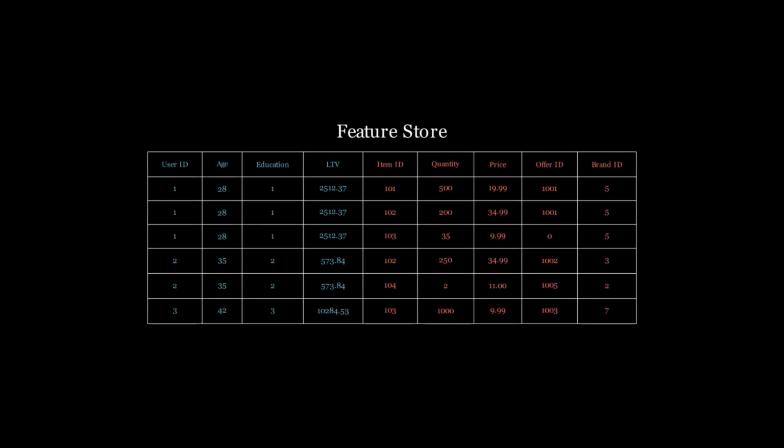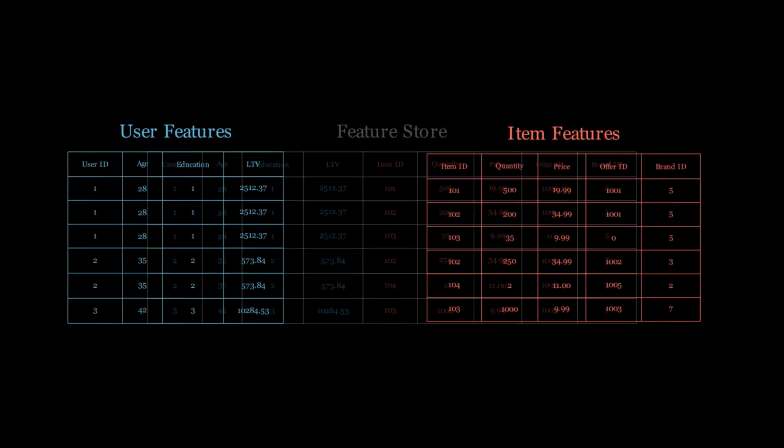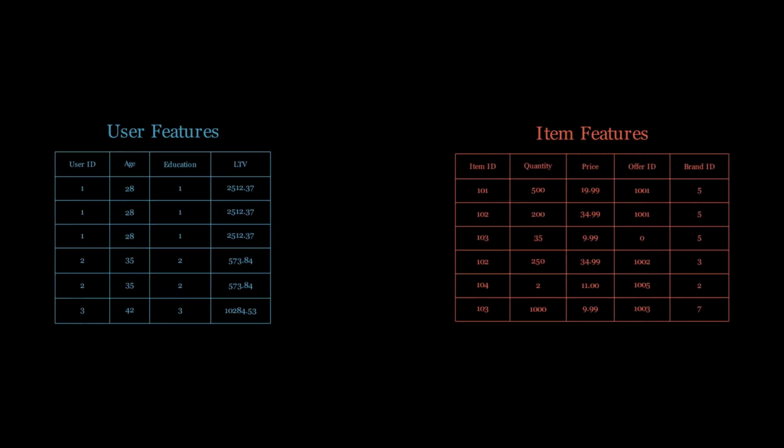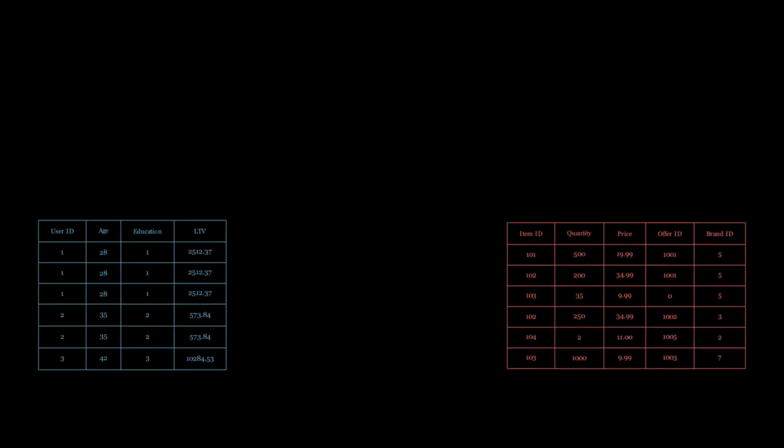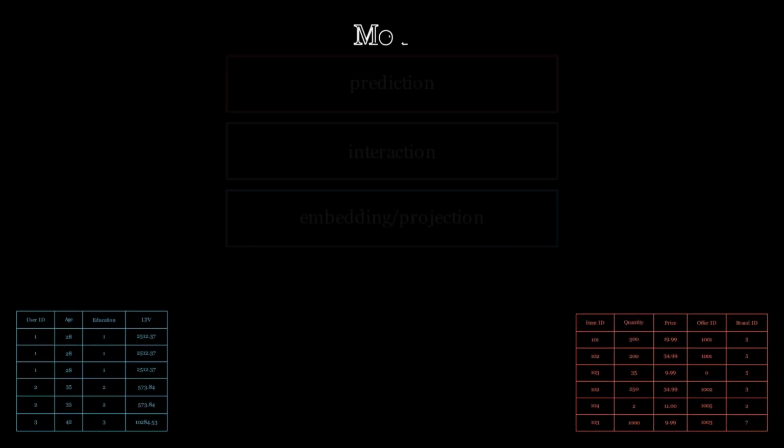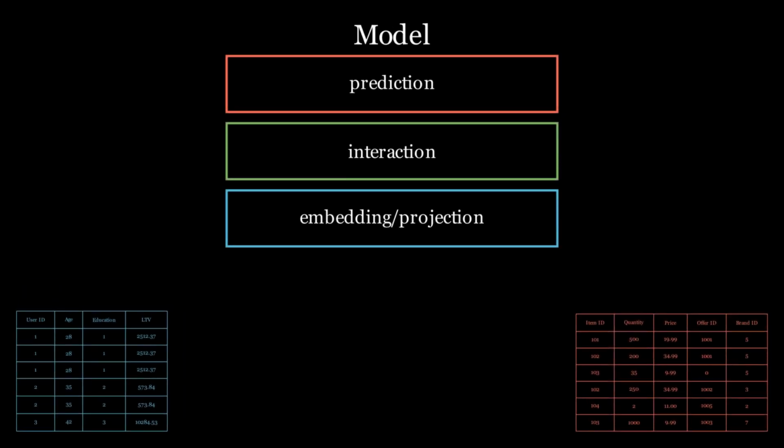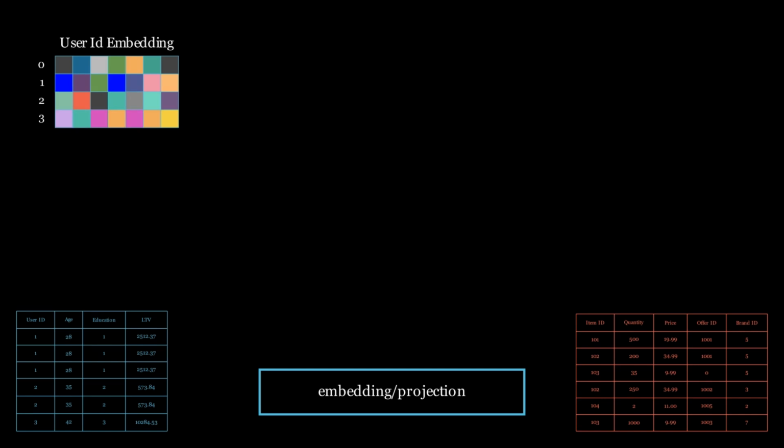Let's follow one user's journey towards their recommendations. Our model consists of three layers: embedding projection layer, interaction, and prediction. The data flows through them in this order. First, the data from the feature store is fed into the embedding and projection layer. This is the layer that interfaces with the data in the form of individual features and converts them to vectors, which is the only format our models understand.